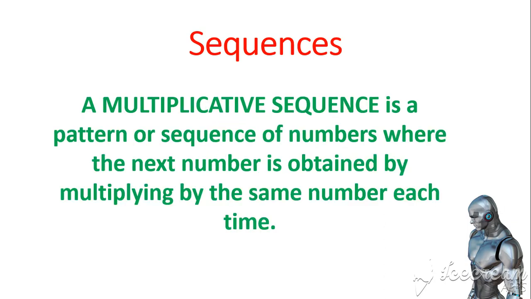Now, let's talk about a multiplicative sequence. This is a pattern or a sequence of numbers where the next number is obtained by multiplying by the same number each time. So if you multiply by 2 every time, it's called a multiplicative sequence.